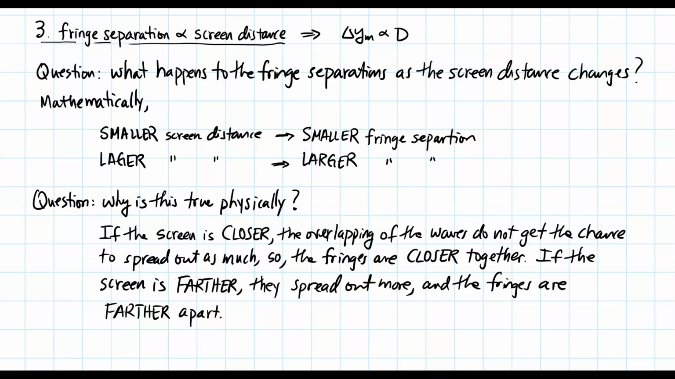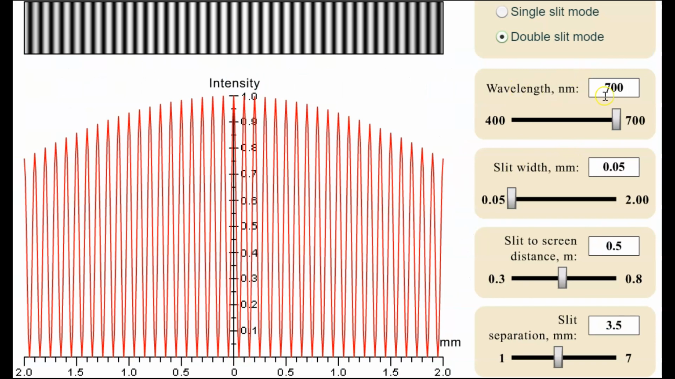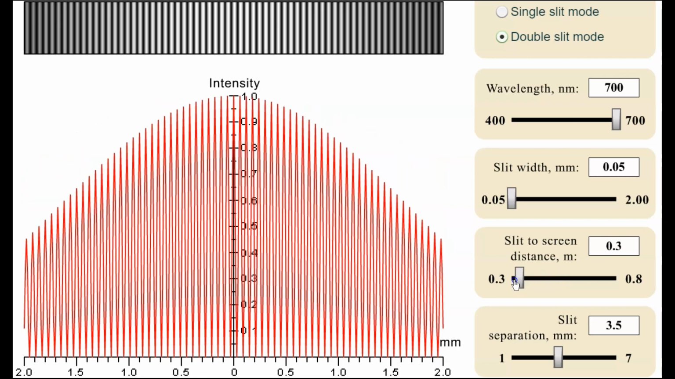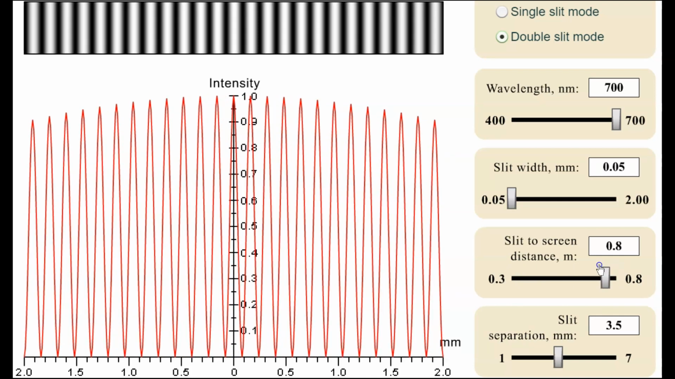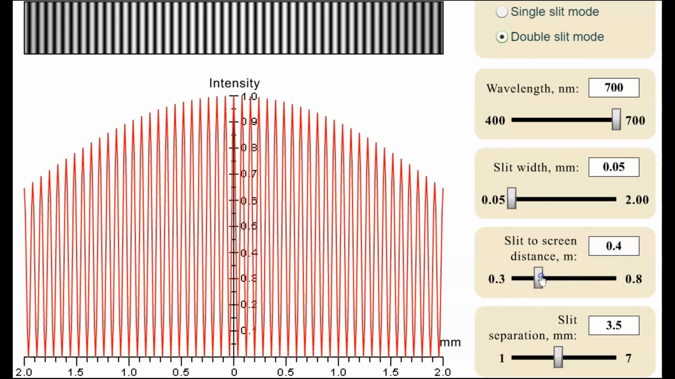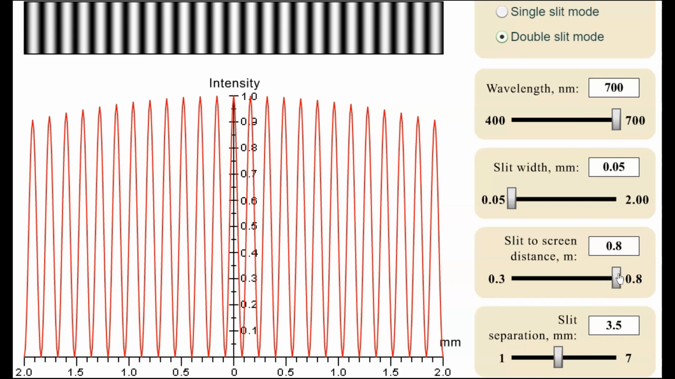Let's go look at this in the applet. So for this simulation run, the wavelength is fixed, the slit separation is fixed, only the screen distance is being changed here. So what you want to pay attention to is the fringe separation. Now, if I make the screen distance smaller, I should see smaller fringe separations. So as I decrease this, note that the fringes have gotten closer together. If I increase the screen distance, they should get farther apart. And you can see that they're getting farther apart. So decreasing it, fringes get closer. Increasing it, fringe distance gets farther.